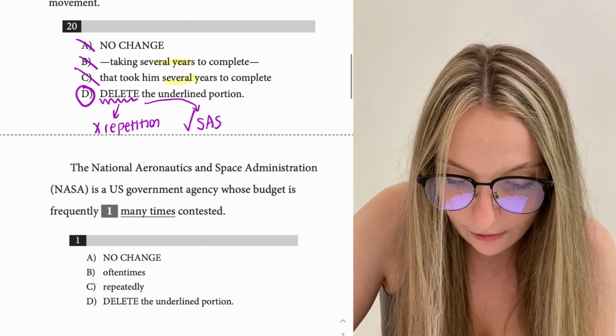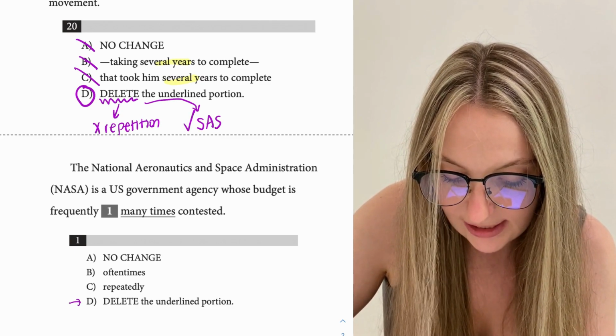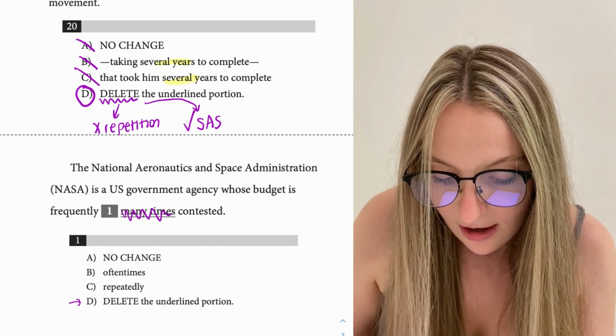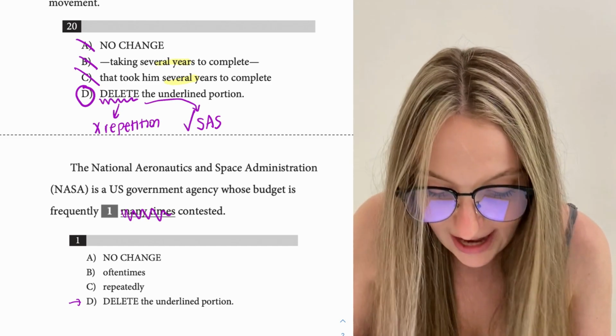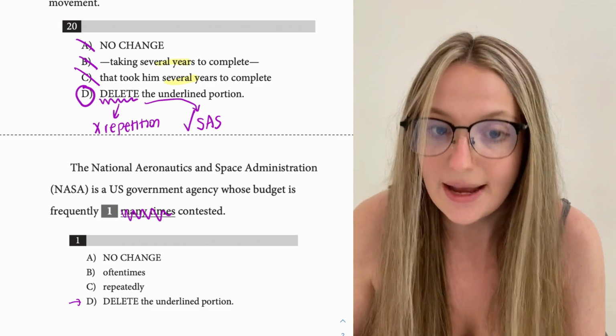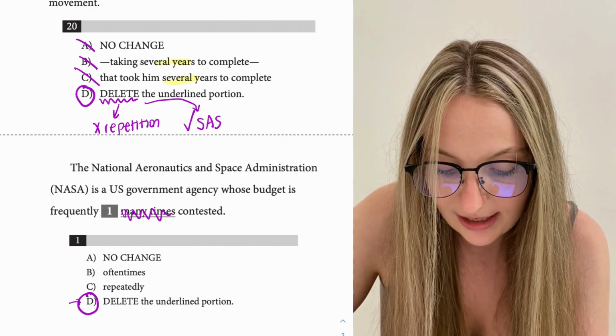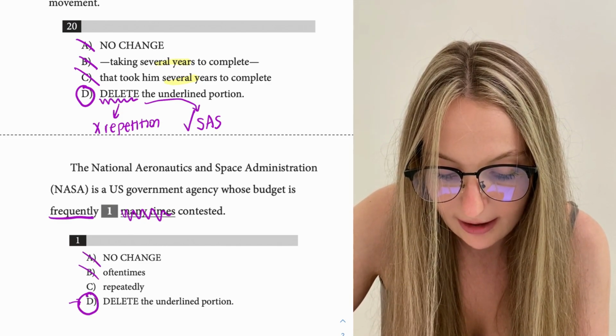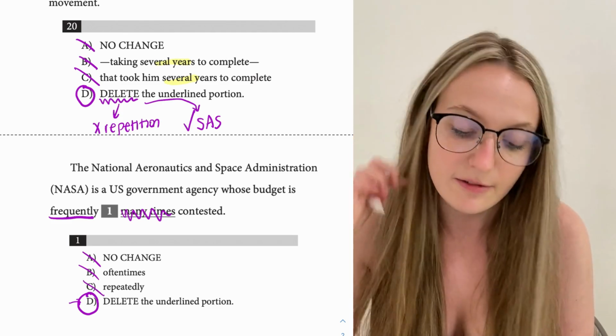Let's try that again for question 1. We're going to try out choice D, delete, first. So let's read it. Let's just say NASA. NASA is a U.S. government agency whose budget is frequently contested. Makes complete sense, so it's got to be D. Again, we already see frequently, so A, B, and C would therefore be repetitive.